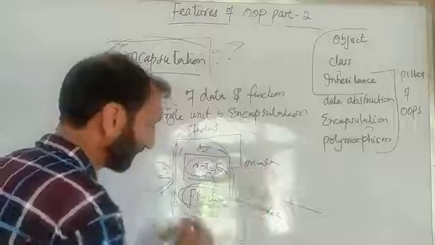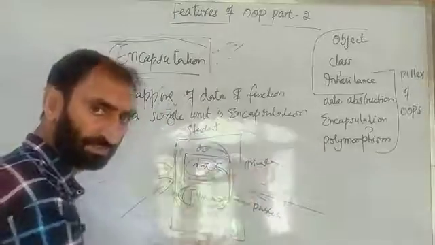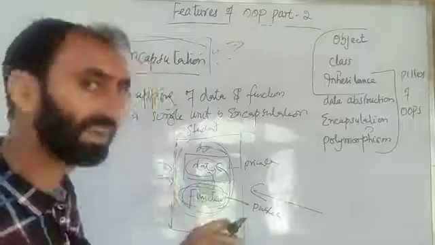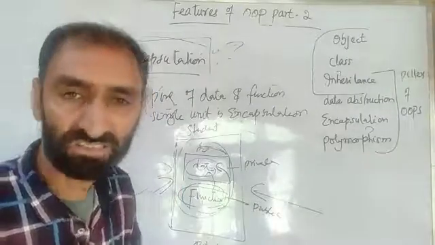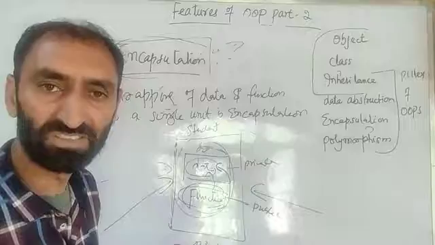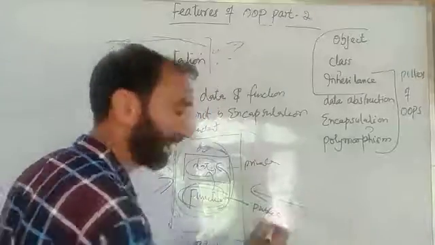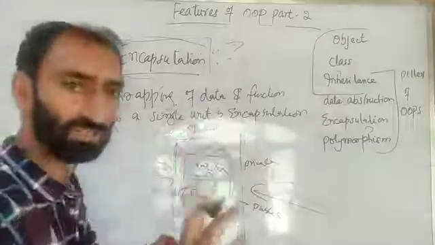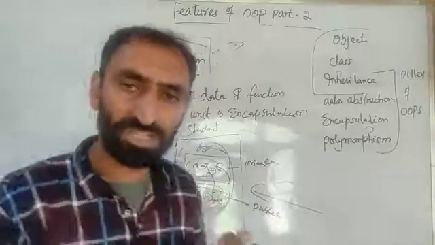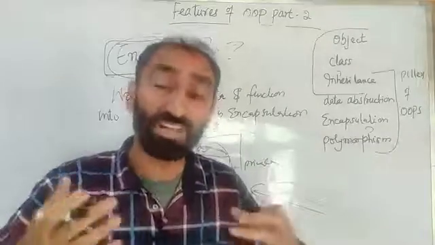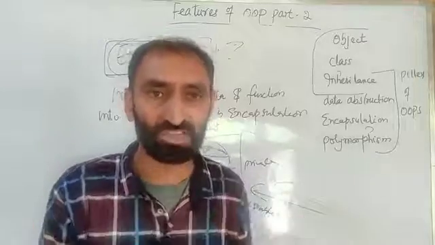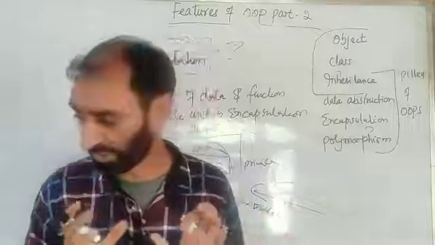If we declare data as private, only the functions of that particular class can access that data. We cannot access that data from outside the class. In other words, encapsulation prevents unauthorized access to the data. Hope you have understood. Now, what is encapsulation?